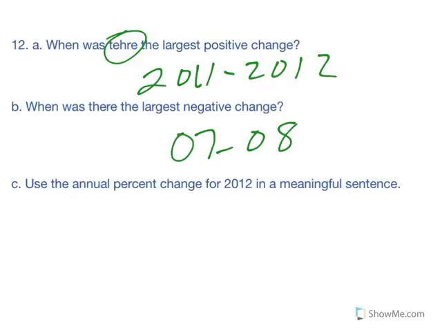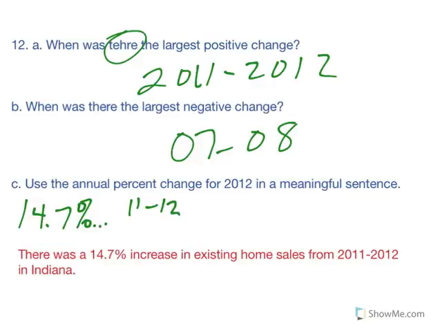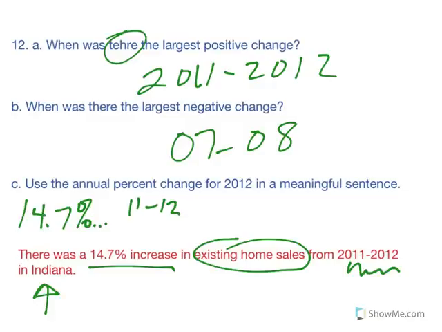Okay, and now it says use the annual percent change for 2012 in a meaningful sentence, and that, if you remember, was 14.7%. And that was from 11 to 12. So let's chuck that into a sentence. Notice an important piece in this. So I use my percent increase. This is the title of my graph, existing home sales. These are the years that I talked about. And where are we at, right? It specifically says Indiana, so make sure you put in the state in which you are in, because that's important.